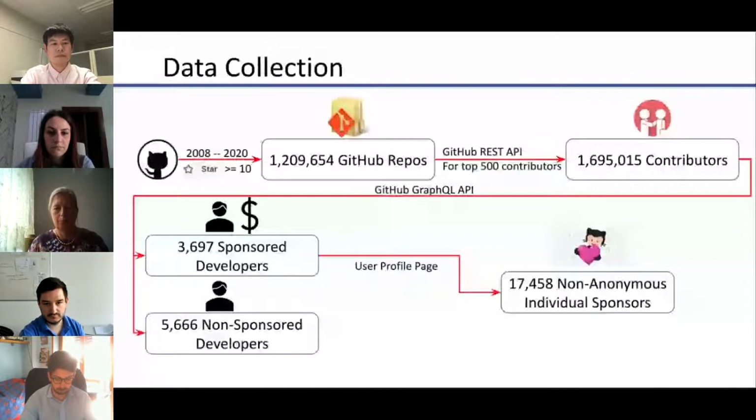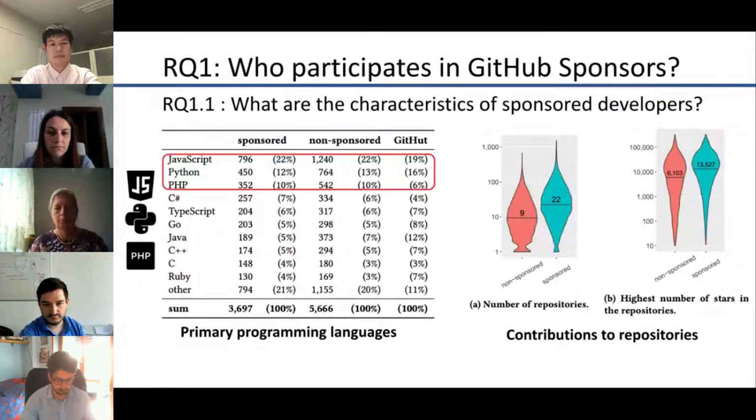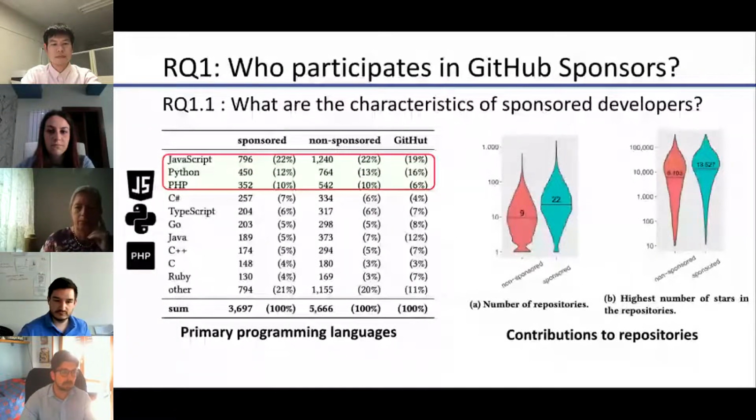Let's see some of the results. We consider the most common primary language in the repositories to which each developer has contributed to be that developer's primary language. As seen in the table on the left, we found that JavaScript, Python, and PHP are the most frequent primary languages for GitHub-sponsored participants. As we can see in the violin plots on the number of contributing repositories and the highest number of stars in the contributing repositories shown on the right, sponsored developers are more active in popular projects compared to non-sponsored developers.